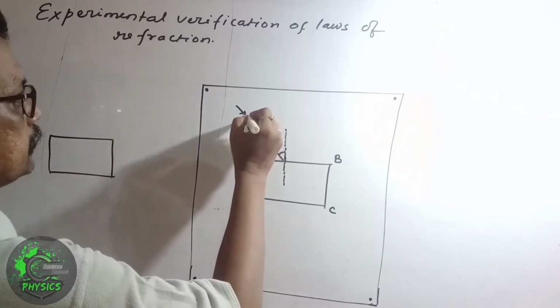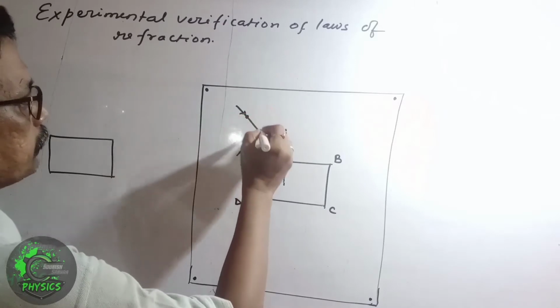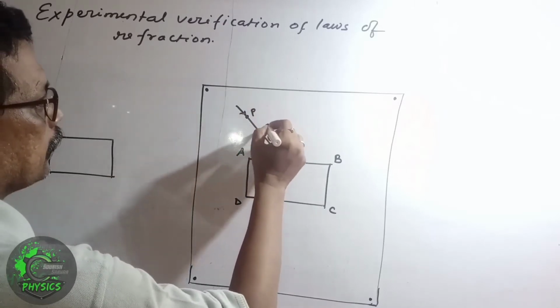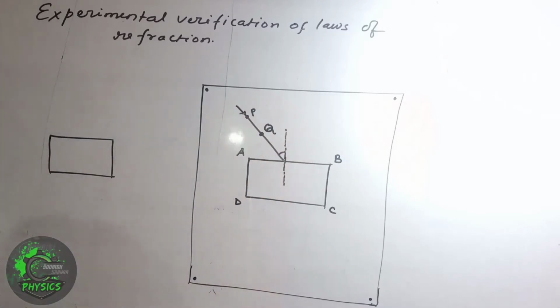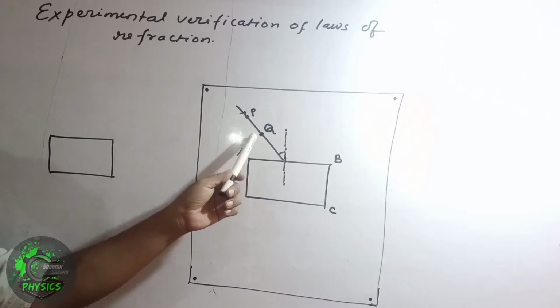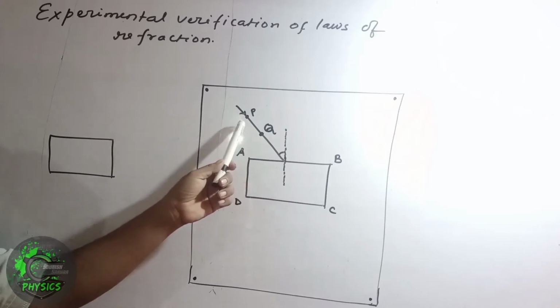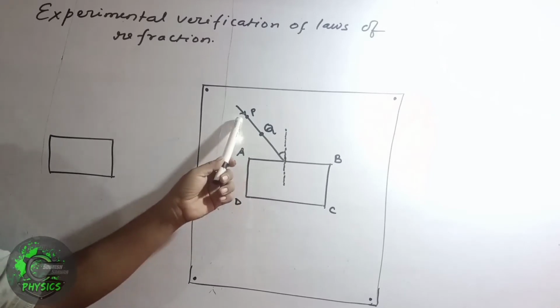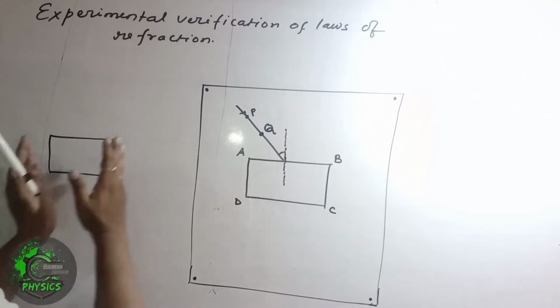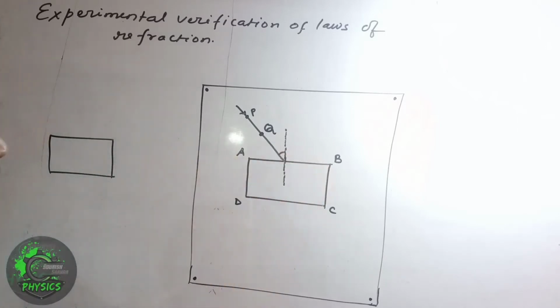Now on this line you have to fix two pins. Let one pin be P, another pin be Q. So on this incident ray at 2 points we fix two vertical pins P and Q. Now again we replace the glass block here.